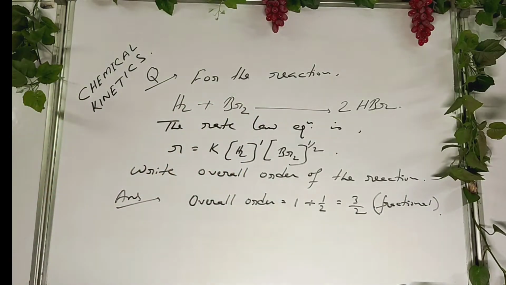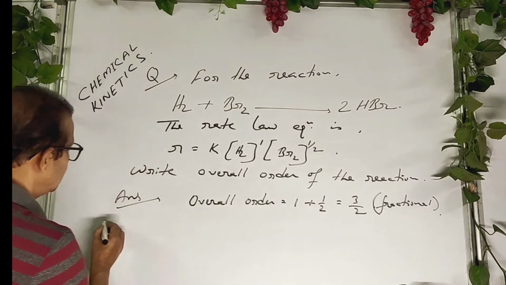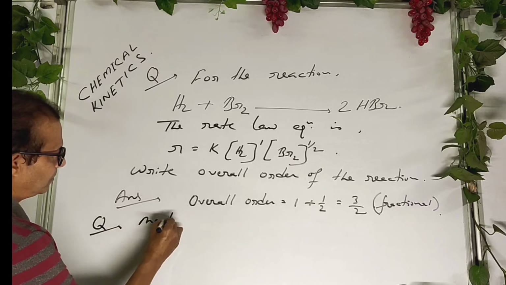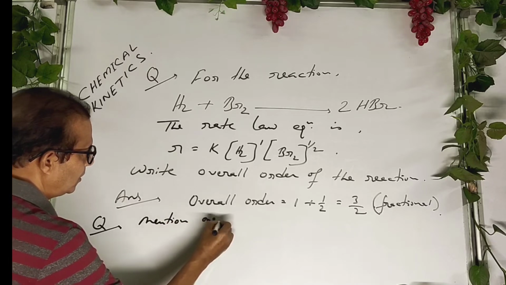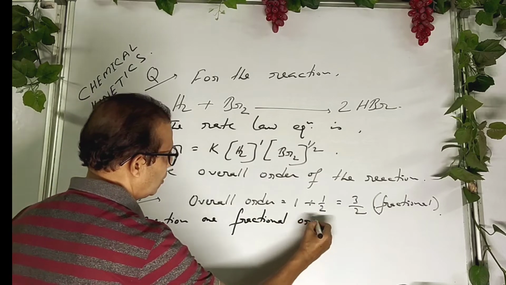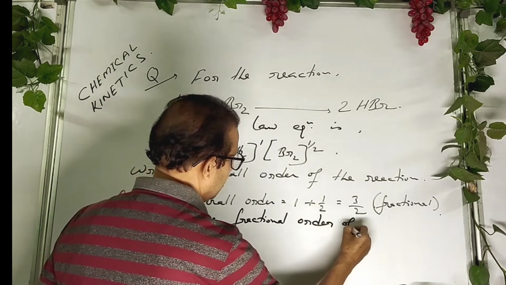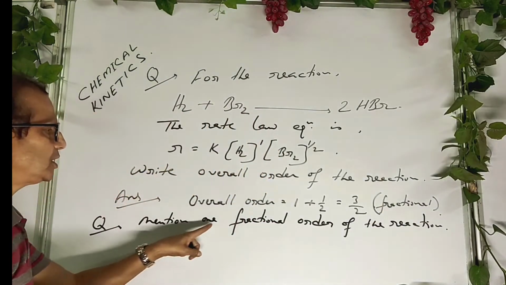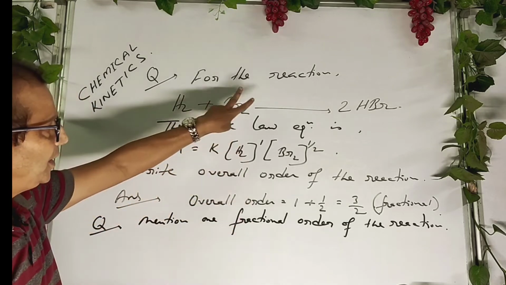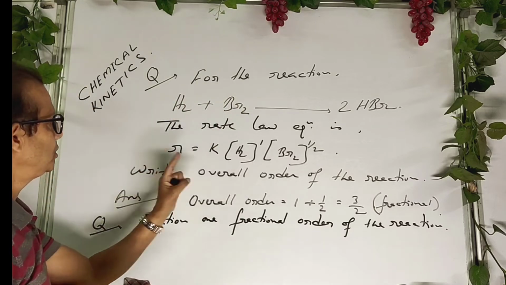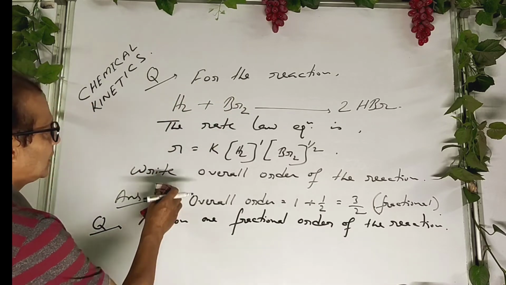Now I have seen one exam question in previous years. See the question or write it. Mention one fractional order of the reaction. If this question will come, straight away write it. Straight away write the answer, okay? If this question will come, then straight write the answer.